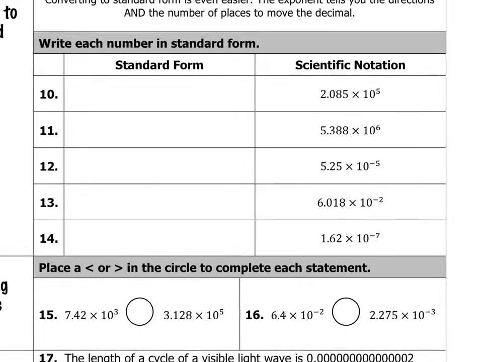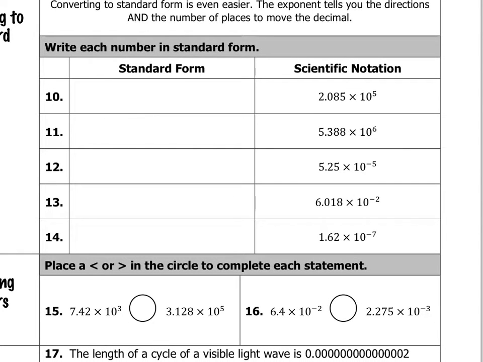So number 10, we're multiplying 2.085 times 10 to the 5th power. Since that's a positive exponent, you know this is going to be a large number, so you're going to take that decimal point and move it to the right. So the way I like to do this is I like to write out that first number, 2.085.